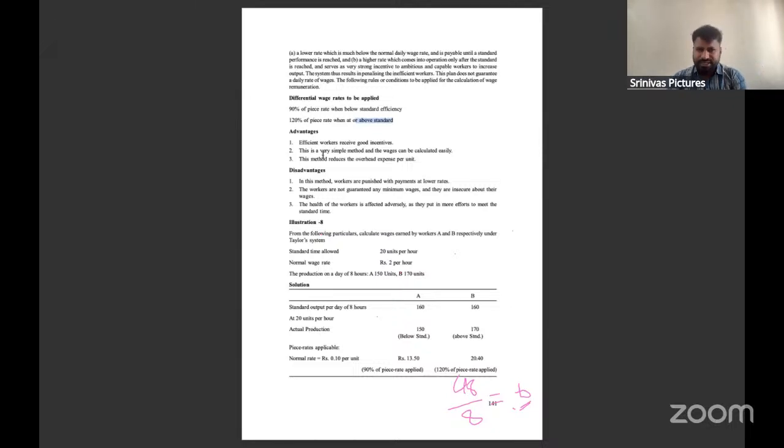So what are the advantages? See, if you pay the incentives based on your employee performance, what will happen? Good workers will be motivated, and the unskilled workers will try to reach at least their targets. Here one problem is there.